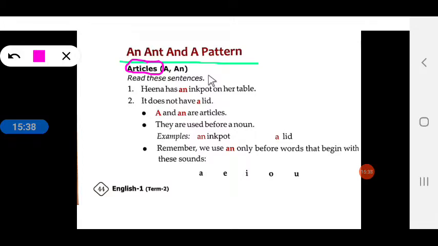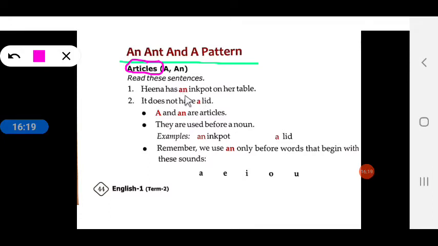In the next lessons, you will learn the article the. But in this lesson, you will learn only a and an, and how to use them. So here, read these sentences, dear students. Hina has an inkpot on her table. Second one, it does not have a lid. So here, a and an are the articles.